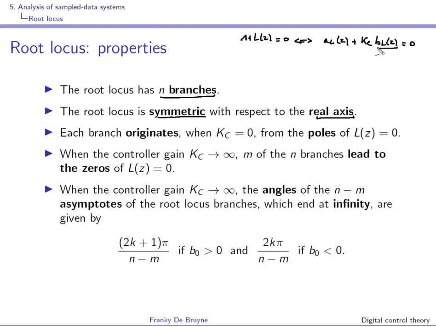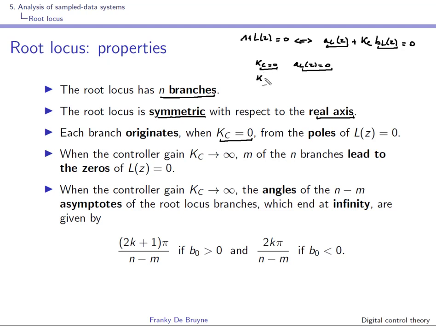This is the numerator of L and this is the denominator. So when Kc is equal to 0, the equation that you have to solve is A_L(z) is equal to 0. So you can see that the root locus will originate from the poles of L(z) when Kc is equal to 0.